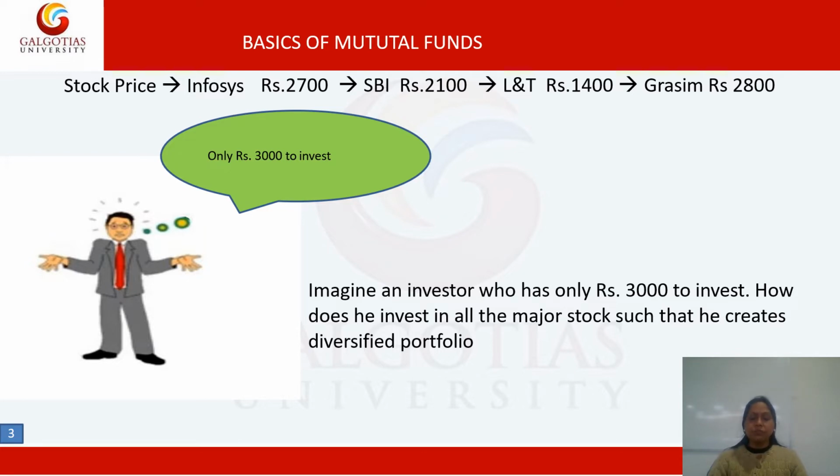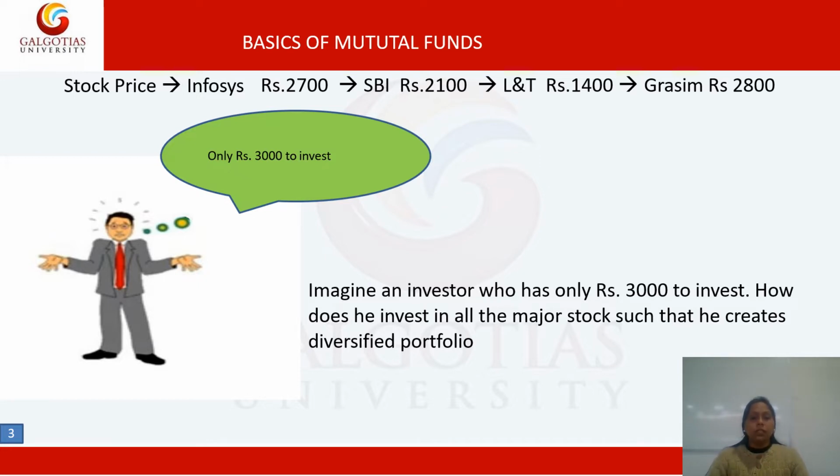So let's say if I talk about the stock prices of such companies, Infosys is costing 2,700 per share. Other one, the SBI, is costing 2,200, whereas L&T is showing rupees 1,400 and Grasim is showing rupees 2,800. But the amount which the individual has is only 3,000 rupees. Although that person is really very much willing to spend, what is that person supposed to do?